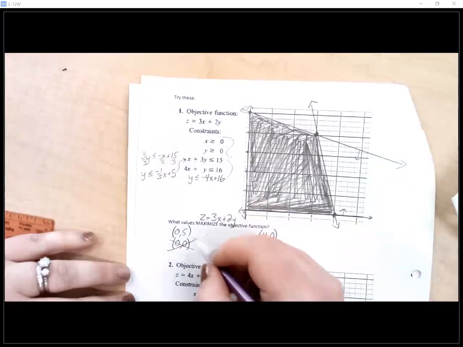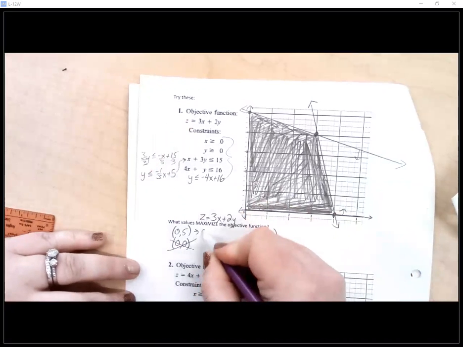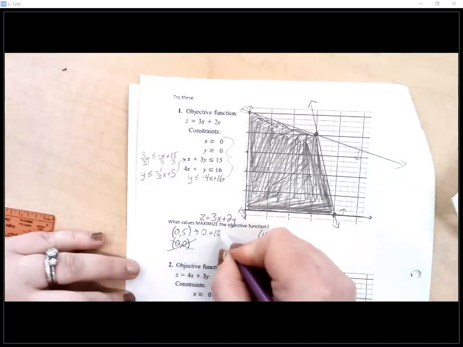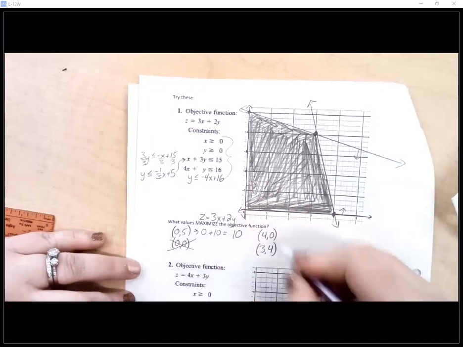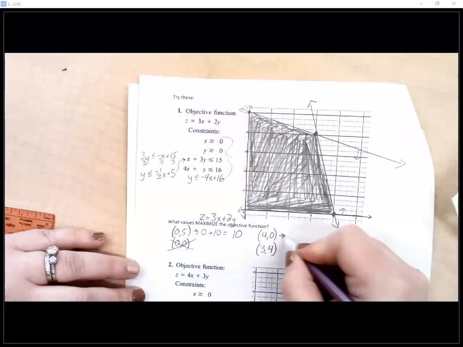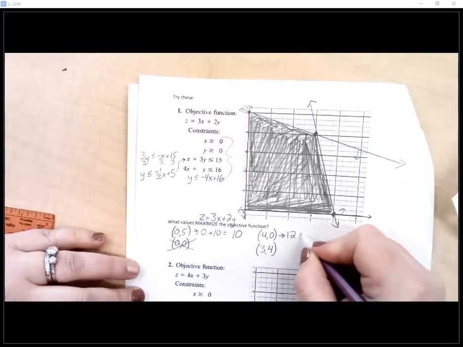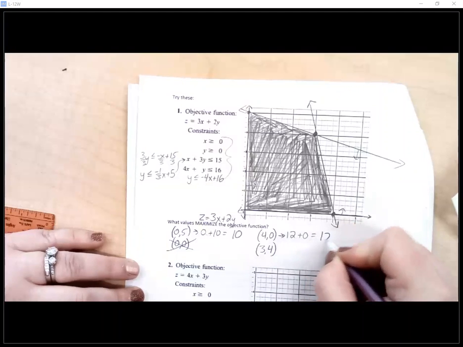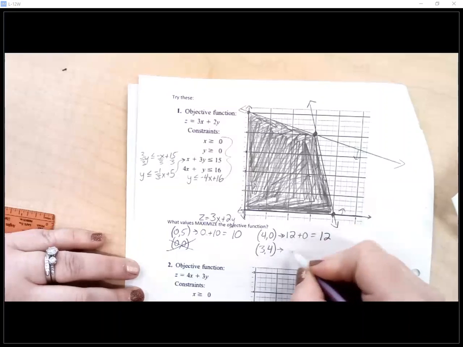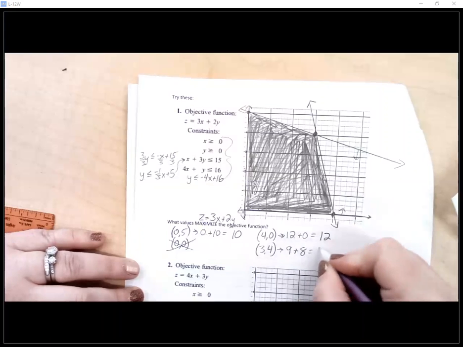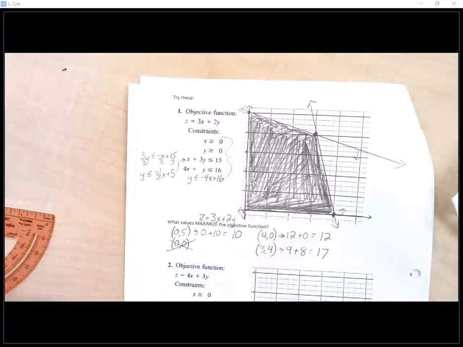For each one, I'm going to do 3x plus 2y and see which one gives me the highest value. So this one would be 0 plus 10, which is 10. This one would be 12 plus 0, so I get 12 from that one. This one is 9 plus 8, so I get a 17 there. So looks like I have my winner.